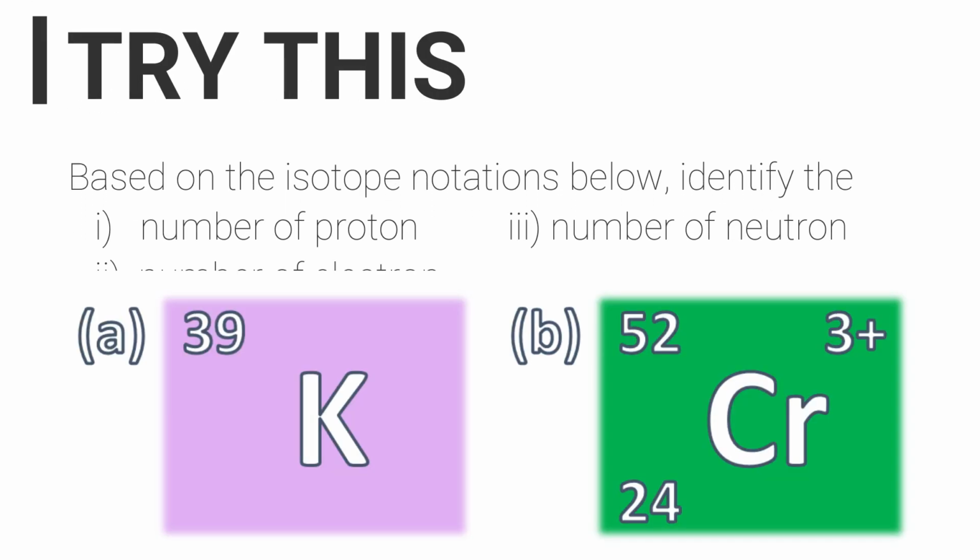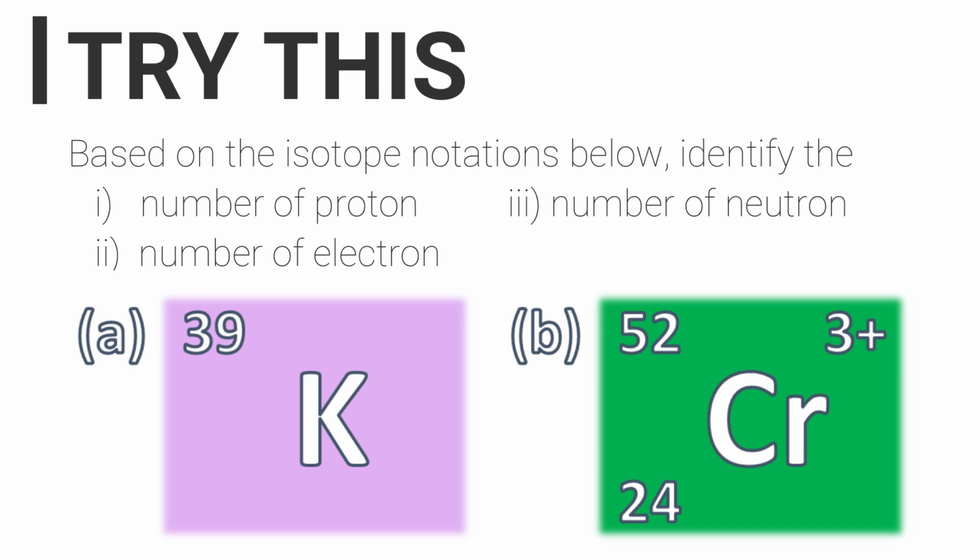Right, let's move to the last part of the video to test your understanding of this topic. Based on the isotope notations below, identify the number of protons, the number of electrons, and the number of neutrons. For question A, please refer to the table of relative atomic mass. You can pause this video, try the question, and click play when you are ready. You may now check your answers.